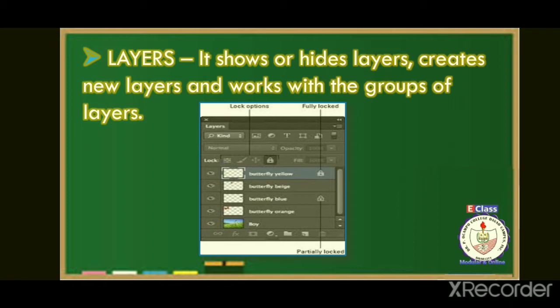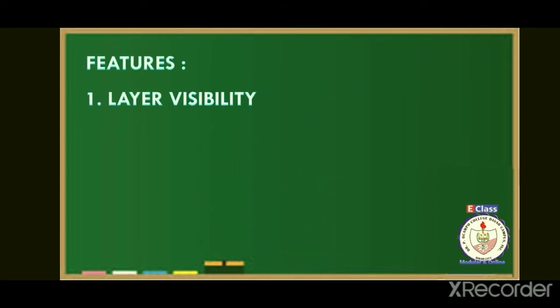A part of Photoshop is the Layers palette. We have 6 parts. One is layer visibility. What is layer visibility? In layer visibility, the eye icon shows that the selected layer is visible. You can click it on or off to view or hide a layer.